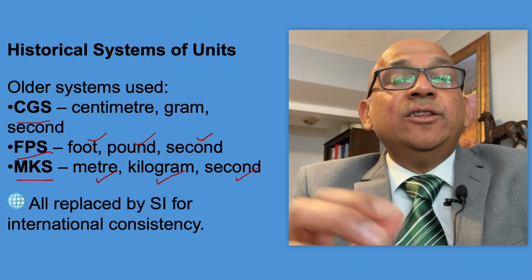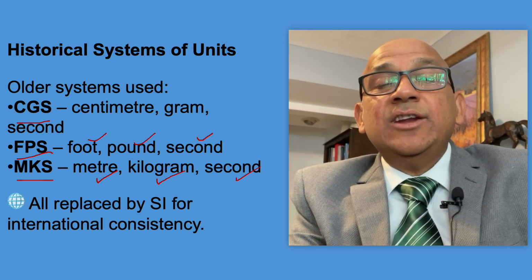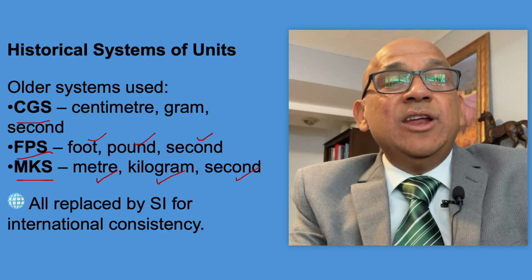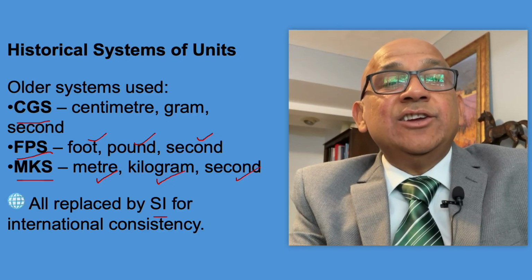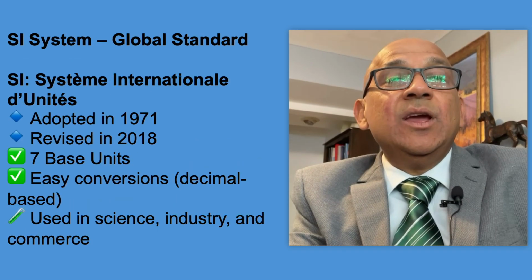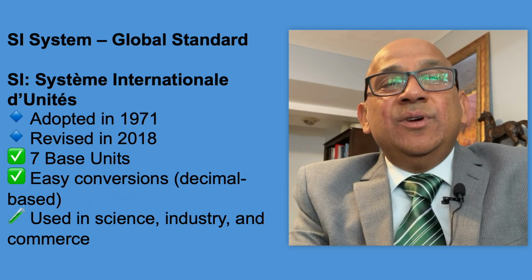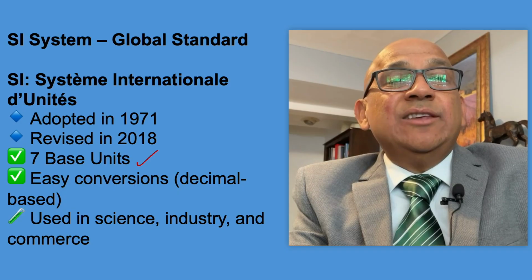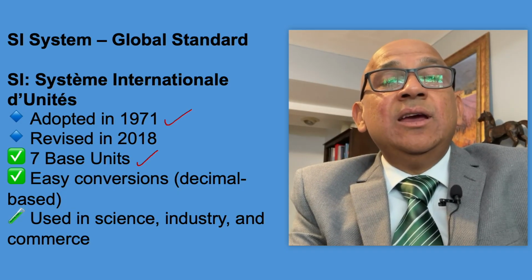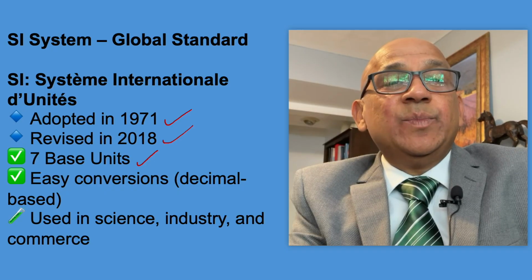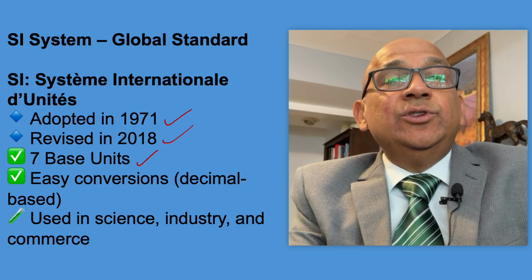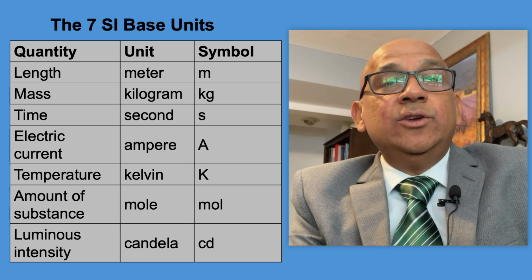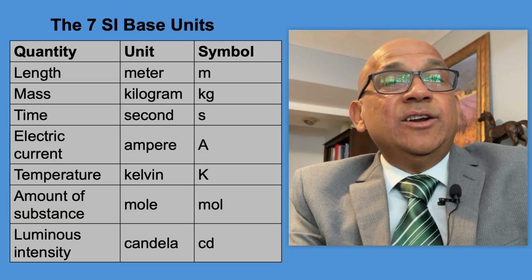So these different systems were used in different countries, different geographical areas, and so there used to be a lot of confusion. And now all of those have been replaced by SI system for international consistency. So in SI system, which is a global standard, there are 7 base units. So this SI system was adopted in 1971 and it was revised in 2018. So it is the widely used system for units, and in SI system there are 7 different units. They represent 7 different quantities.